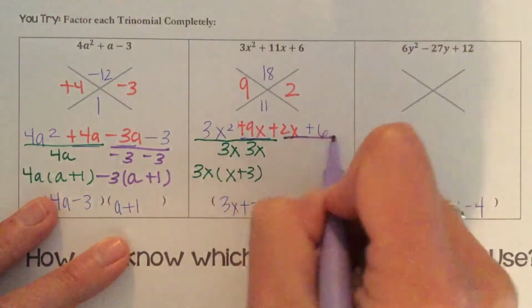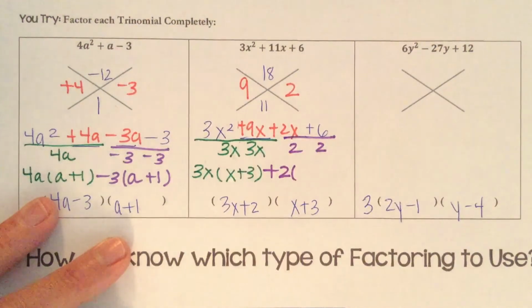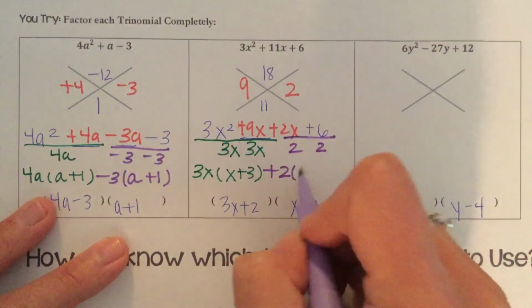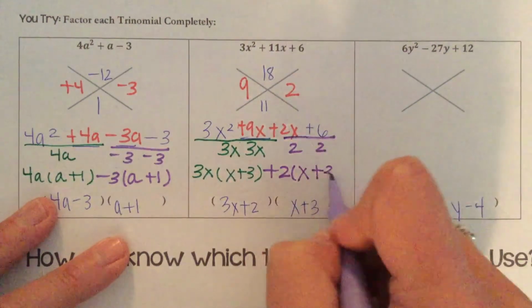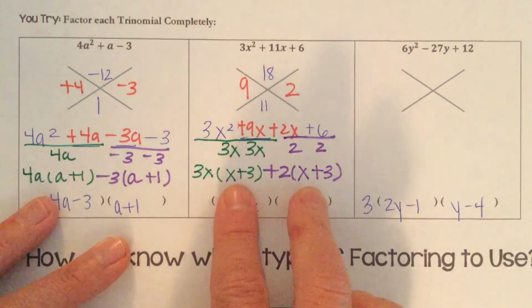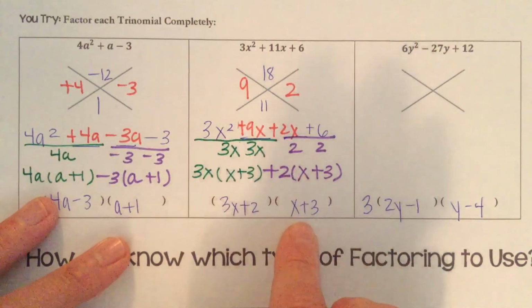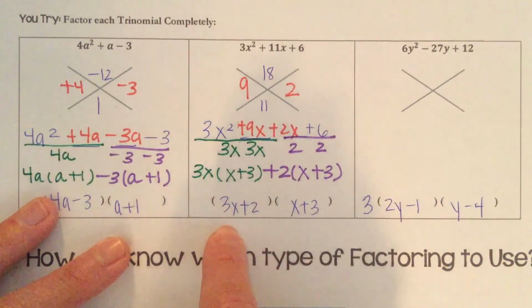Out of the second group, we're going to take out a positive 2. 2x divided by 2 is just x, and 6 divided by 2 is 3. I'm on the right track because the parentheses match. One of my factors is x plus 3. My other factor is 3x plus 2.